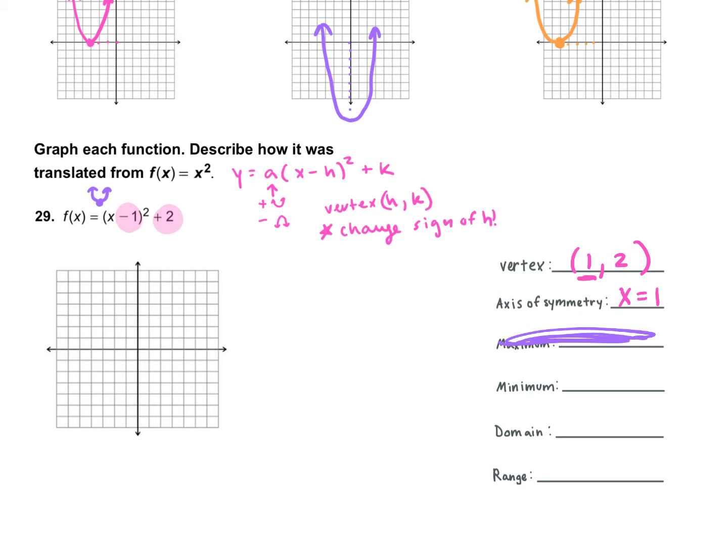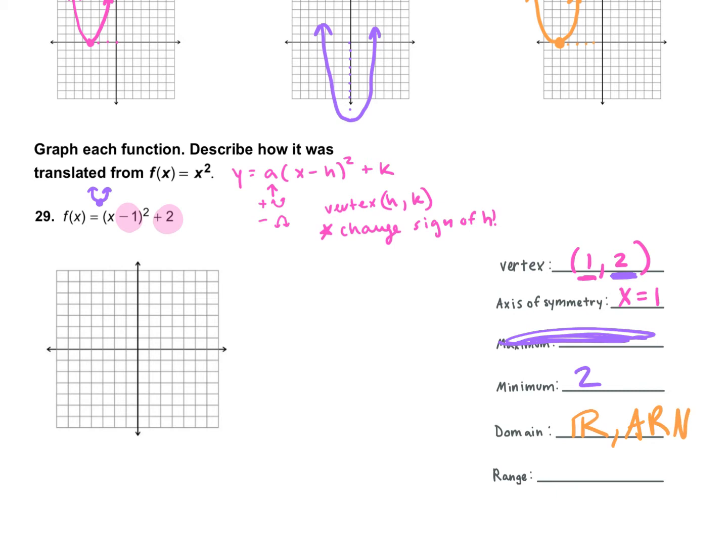All right, and what's my minimum value? 2. Always comes from the k. So my minimum is 2. What's my domain? All real numbers. So I can put the R with 2 bars, or you can say all real numbers.